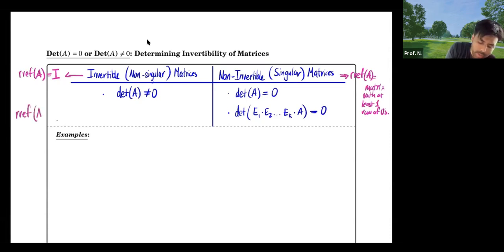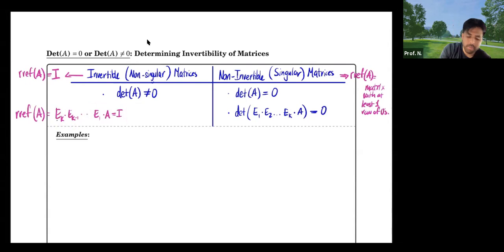So the row reduced echelon form of an invertible matrix is the same thing as if I were to apply Ek, Ek minus 1, all the way to E1 times A. I get the identity. If I take the determinant on both sides here, it's always non-zero. Do you understand? I always get non-zero determinants for each of these matrices because the determinant of the identity is 1.